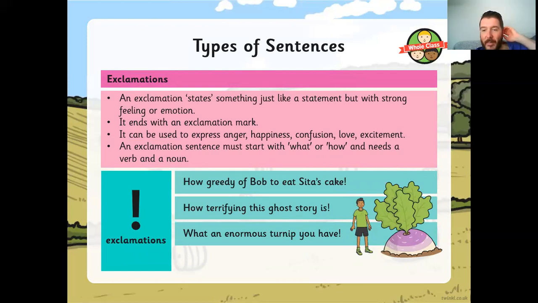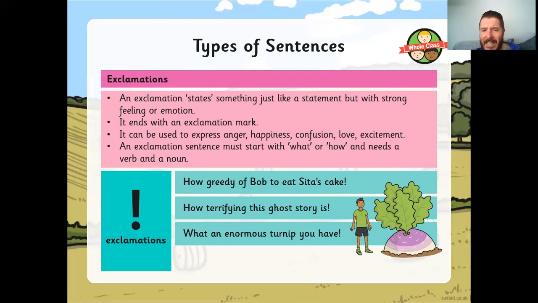What an enormous turnip you have. Now that one starts with what. Remember, exclamation sentences can start with what or how. What an enormous turnip you have. So it's got the verb have and the noun you. So it's that bit at the end that you have.